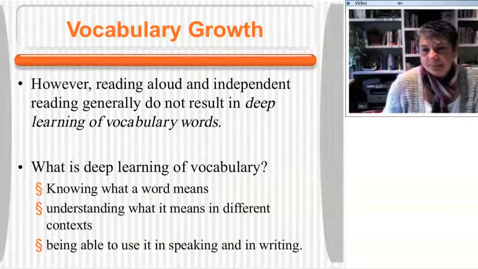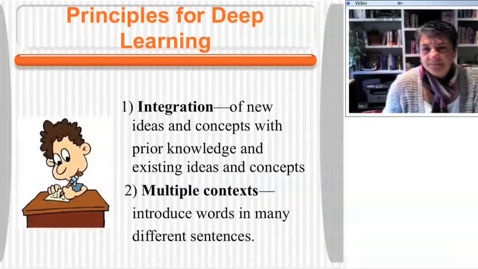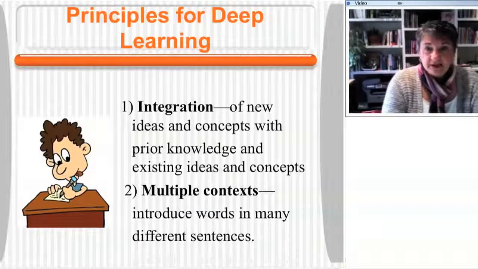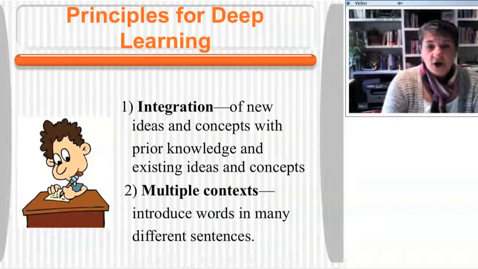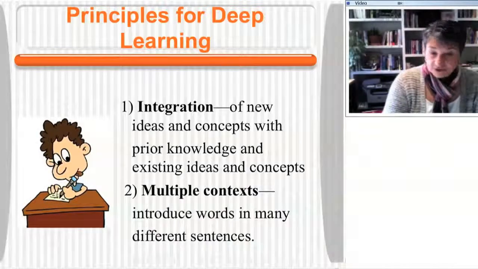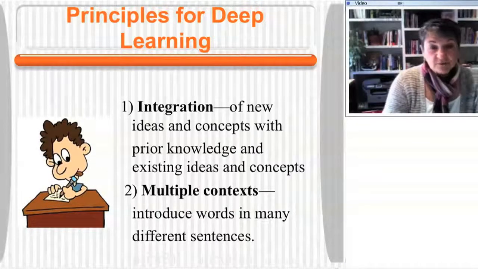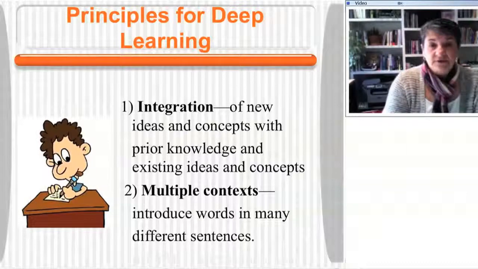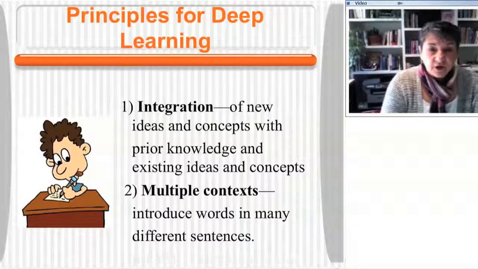So, moving on. I want to talk first about principles for deep learning. And these principles involve all students. They involve students as they're just beginning school, when they're 6 years old, but they also apply as well to 18-year-olds and college students as well. So these are principles for deep learning of all students.